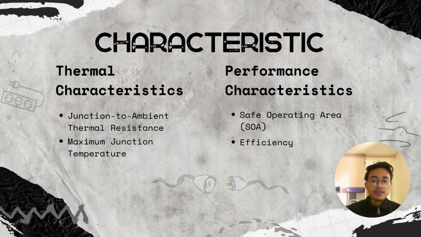The second characteristic is performance characteristic. Safe operating area, or SOA, defines the range of voltage and current the MOSFET can handle without damage. SOA includes continuous and pulsed operation limits. Second point, efficiency: high efficiency due to low RDS(on) and minimal switching losses, suitable for applications requiring high power density.